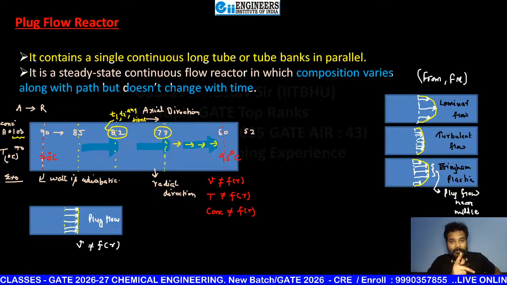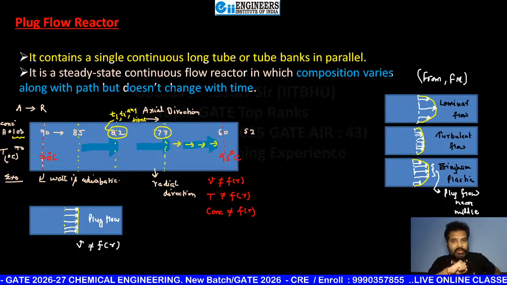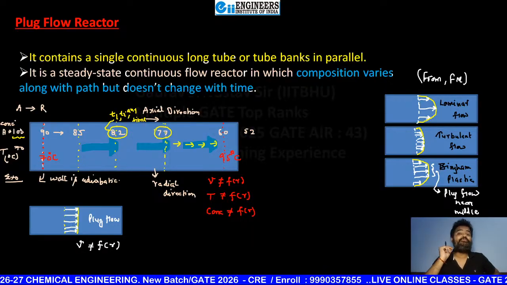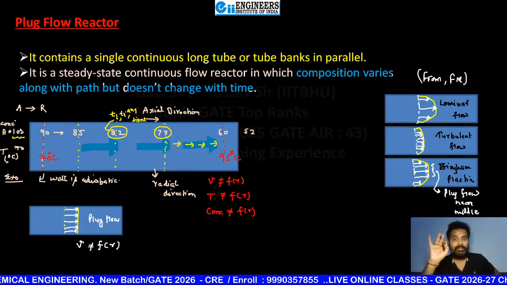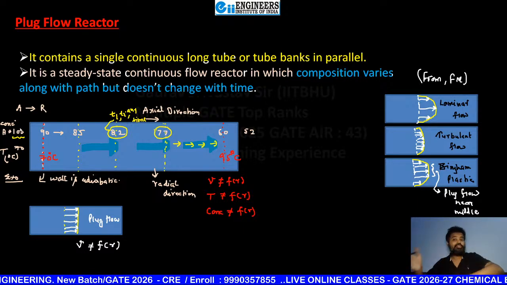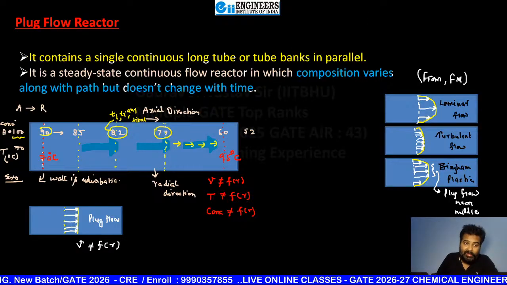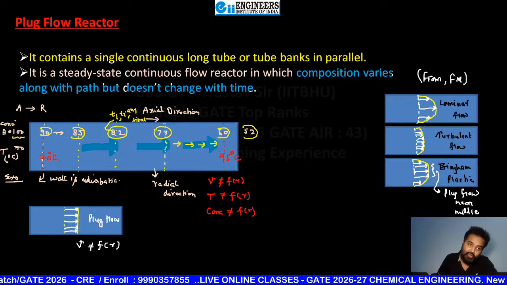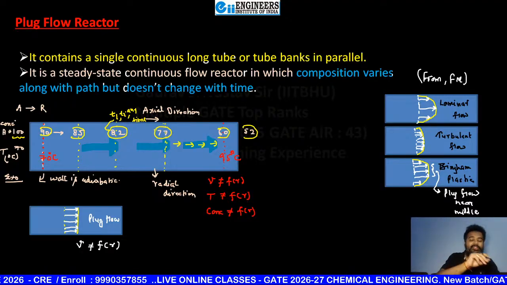In CSTR, at any point whenever you check the value of concentration or temperature, at any position, it was not a function of space, not a function of time. But here it is a function of space. It can change with space, like here it's 90, here it's 85, here 82, here 77, here 60, at the exit it's 52. So it is going to change along the axial direction. So axially there is no mixing, and this is also known as back mixing.